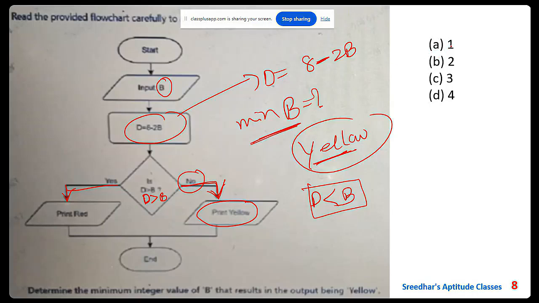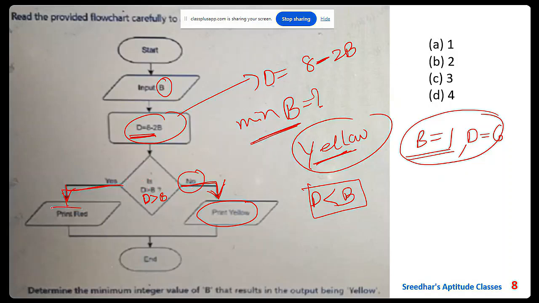Now, if you go by options. If I take B is equal to 1, then D is 8 minus 2B, that is 6. Then in that case, D greater than B. As D is greater than B, then we will go to S side and you won't get yellow. You will get some other color, red.